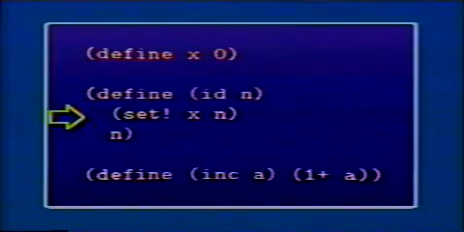And what it does, it keeps track of the last time you called it using x. So the identity of n just returns n, but it sets x to be n. And now I'll define a little increment function. Right, so there's a very simple scenario.